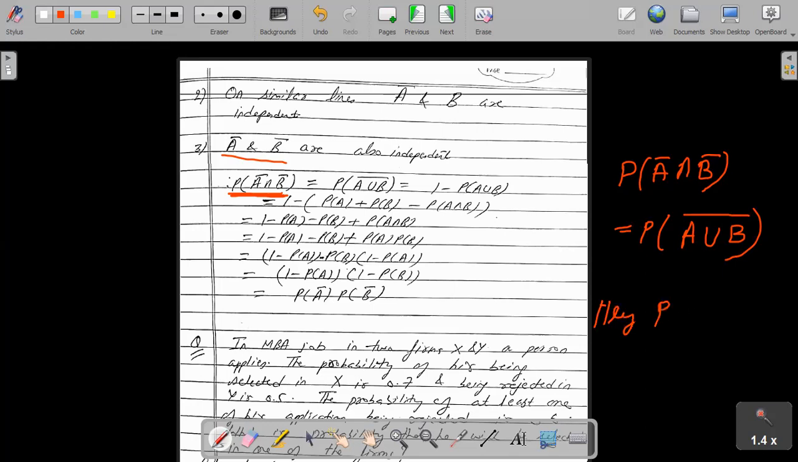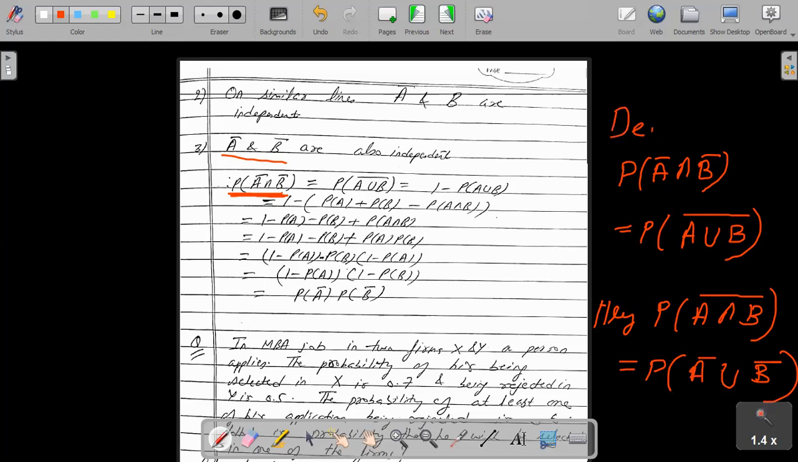सिमिलरली अगर आपके पास है प्रोबेबिलिटी ऑफ ए इंटरसेक्शन बी होल में बार, सो दिस इज सेम एज प्रोबेबिलिटी ऑफ ए बार यूनियन बी बार, दोनों में बार आ जाएगी और ये जो इंटरसेक्शन है ये यूनियन में चेंज हो जाएगी. दिस इज नोन एज डी मॉर्गन्स लॉ. ये सेट थ्योरी में ही लॉ होल्ड करते हैं, कॉम्प्लेक्स में भी ये लॉ आपने देखे होंगे. सो वी आर यूजिंग दिस प्रॉपर्टी ओनली.